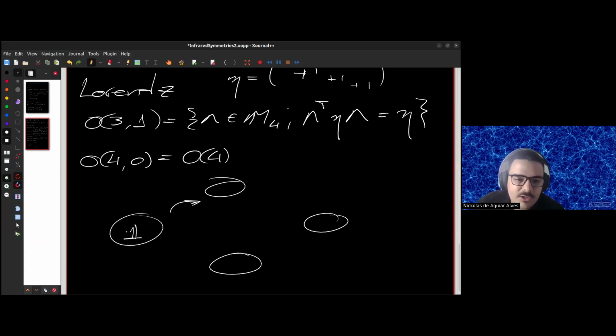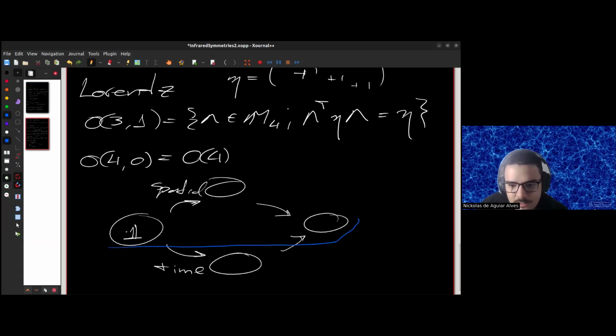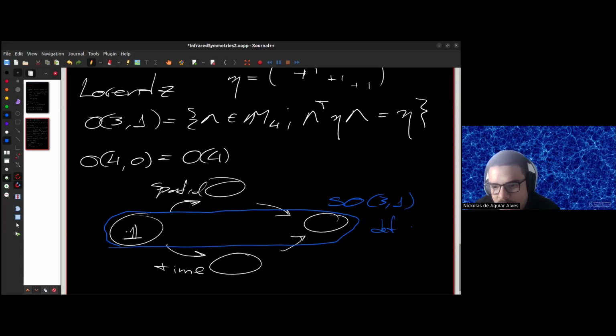So if you do a spatial reflection, you get here. If you do a time reflection, you get here. If you do both, you get to this 4th island. And then we have a few subgroups in here. We have first this subgroup here, which is what we call SO(3,1). This is the subgroup in which the determinant is positive. It's +1.